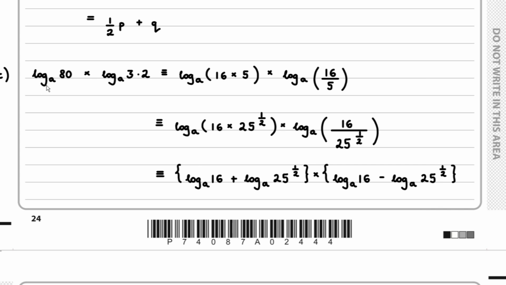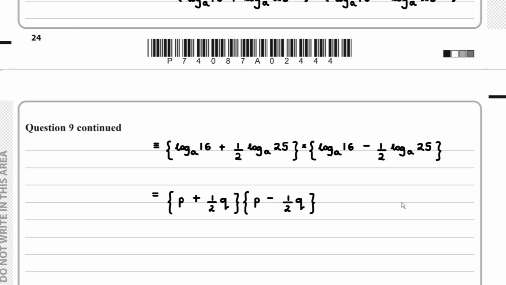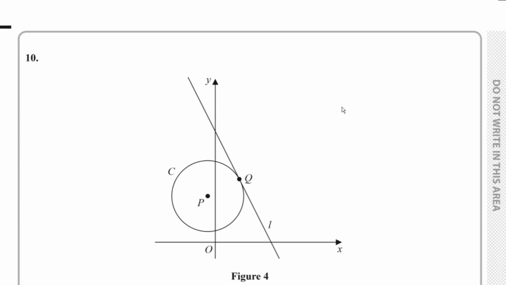So log base a of 80 times log base a of 3.2, that's equal to p plus 1/2 q multiplied by p subtract 1/2 q. Question number 10.